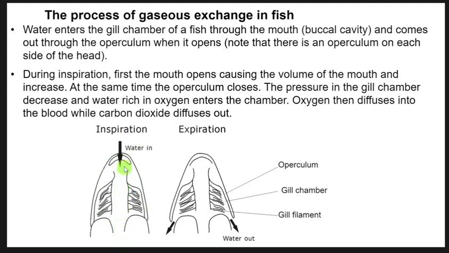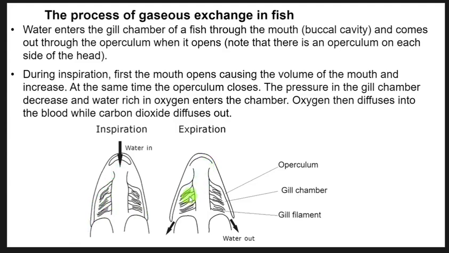Then the mouth expands, and this space inside here, called the gill chamber, also expands. So when the gill chamber expands, water passes here and through the gills. Oxygen then diffuses out of the water into the gills and then the blood of the fish. Carbon dioxide diffuses out of the gills into the water, and then the water comes out.